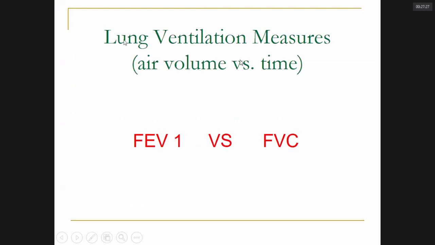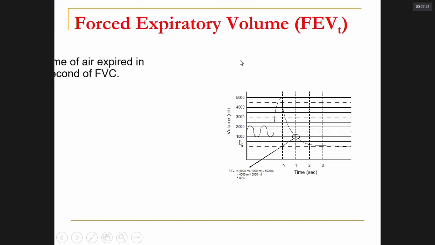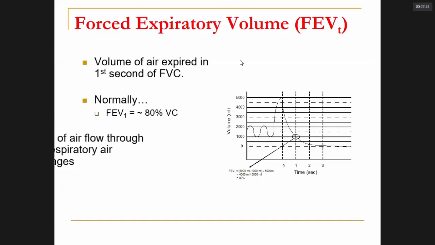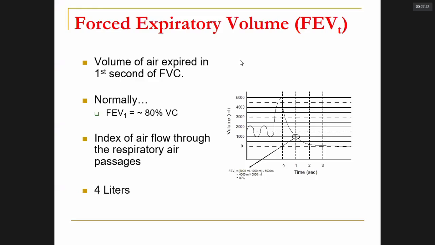Then you must know what the lung ventilation measurements are. That is, you must be able to differentiate between FEV1 and FVC, forced expiratory volume 1 and forced vital capacity. What is FEV1? You must be able to define FEV1. It is the volume of air expired in the first second of forced vital capacity. The definition is very important, beta. You must be able to define all volumes and capacities. FEV1 is the volume of air expired in the first second of FVC.